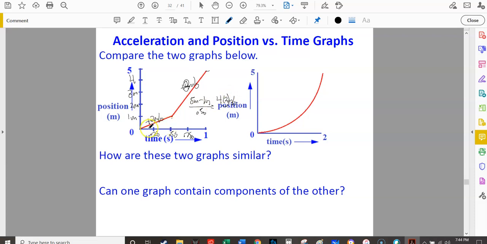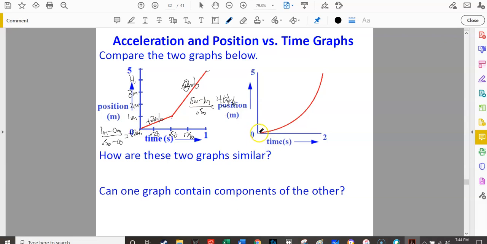Wow. This one is going to be 1 meter minus 0 meters over 0.5 seconds minus 0 seconds, which is going to be positive 2 meters per second. So this slope is slow and this slope is very fast. Well, again, you typically don't see motion like this.